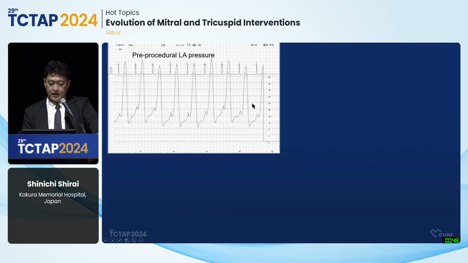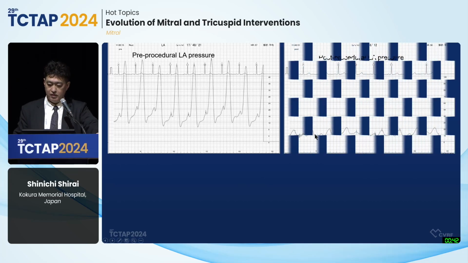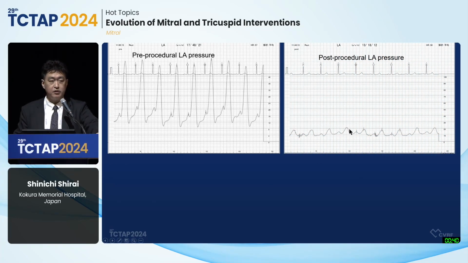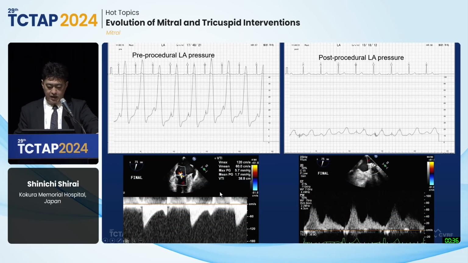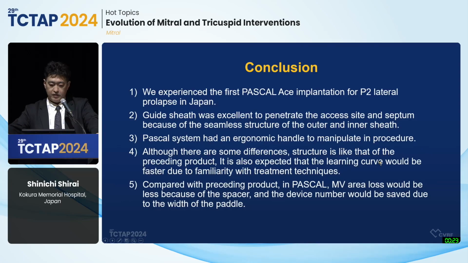Discussion. This is the procedural early pressure, and just after the paddle procedure, the post-procedural early pressure was remarkably down. There's no residual mitral stenosis, and PV flow was excellently improved. So this is the conclusion.